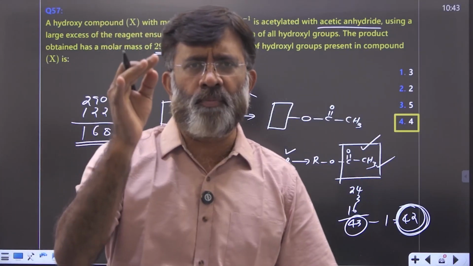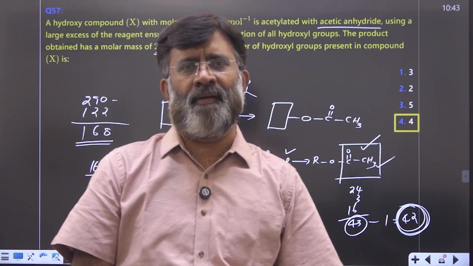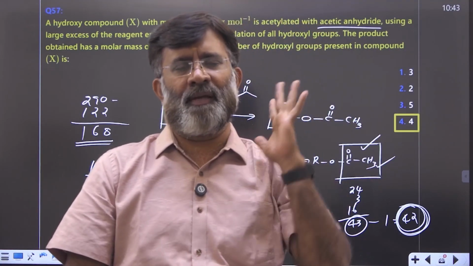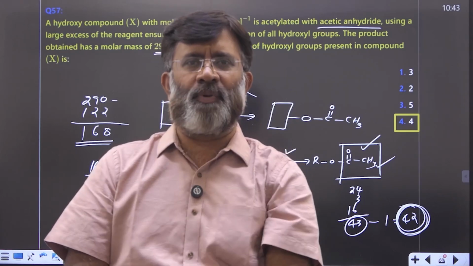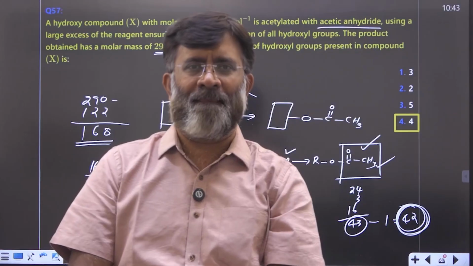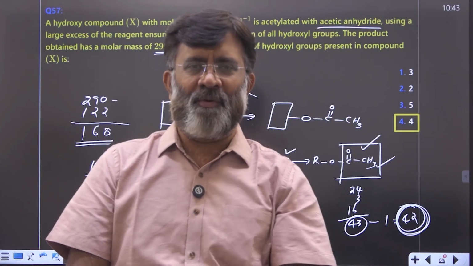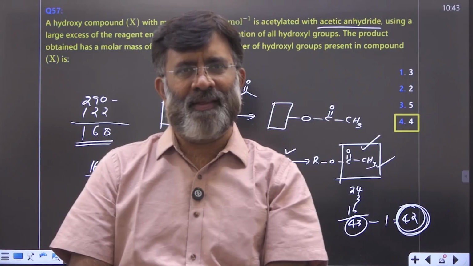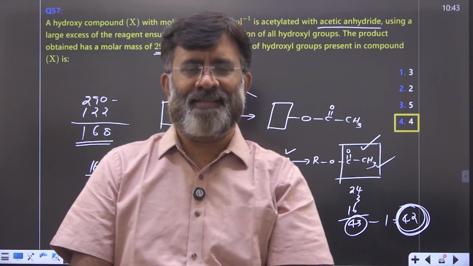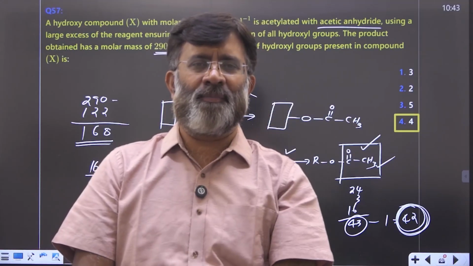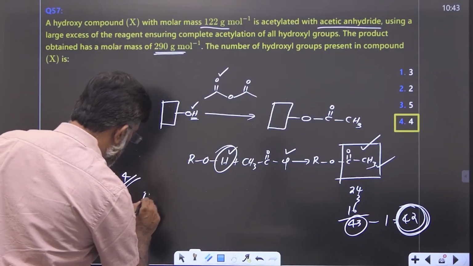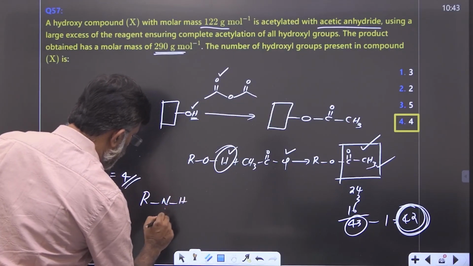Each OH group getting acylated increases the molar mass by 42. Suppose there is one OH group. After acylation, molar mass will increase by 42. Suppose there are two OH groups, the molar mass increases by 2 into 42. Three OH groups, 3 into 42. Suppose there are n OH groups. This is equally applicable to the NH2 group also.